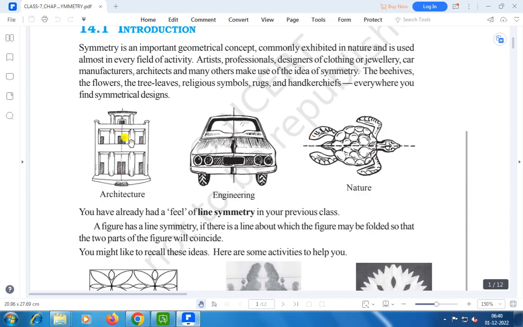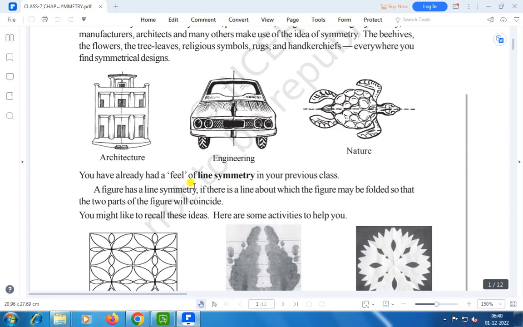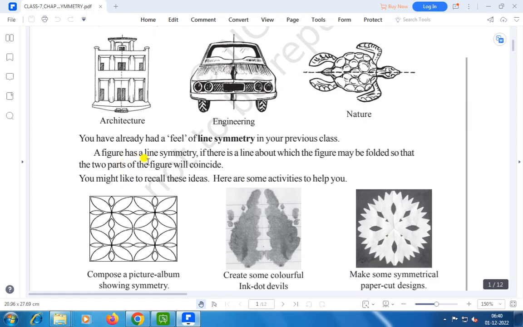Here you see, this is architecture, this is symmetrical. This is also engineering, this is also symmetrical. Nature, this is also symmetrical, right? You have already had a feel of line of symmetry in your previous class. A figure has a line of symmetry if there is a line about which the figure may be folded so that the two parts of the figure will coincide. You might like to recall these ideas.